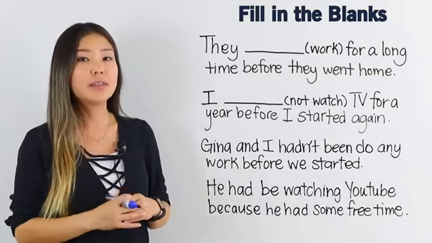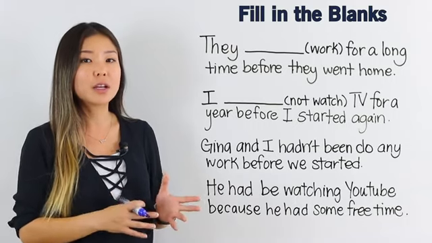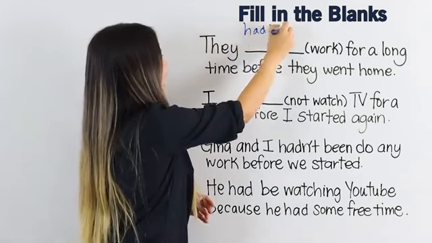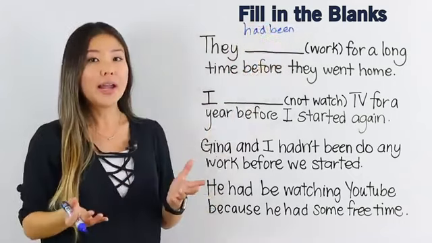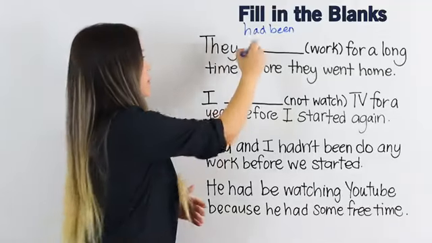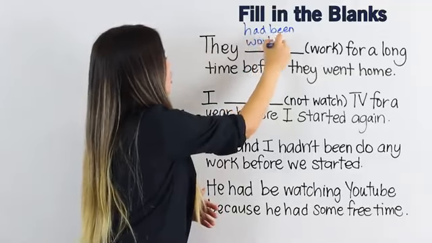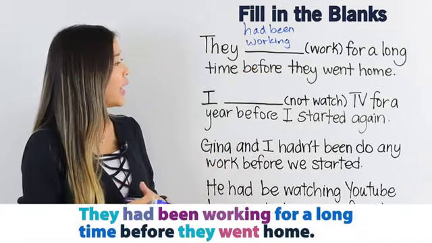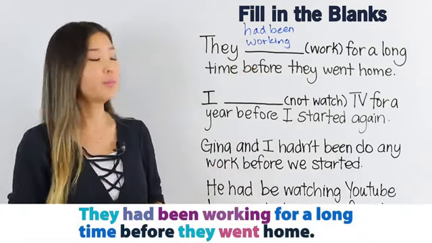Remember, no matter what the subject, we follow the subject with had been. So we say, they had been. What happens to the verb? Remember, we add ing. So the sentence is, they had been working for a long time before they went home.